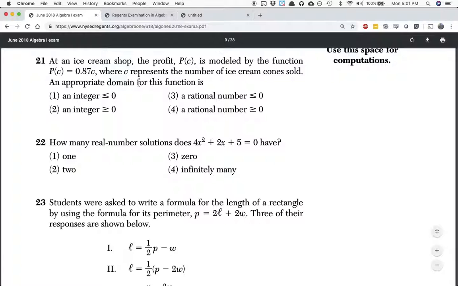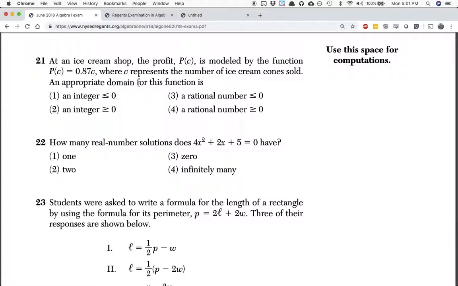You have to be really careful here because I see a bunch of decimals, but it's asking for domain, not range. If I was looking for the range, the range is going to be the full output P of C, which is going to be some type of decimal because it's 87 times a number. So you'd be thinking, oh, it's going to be rational. But you have to pay attention to the fact that it's domain. It wants the appropriate things I could use for my input.